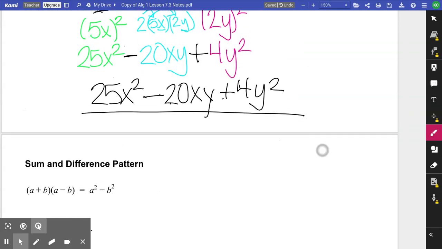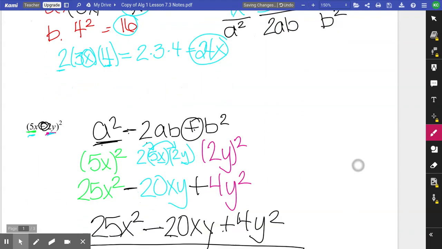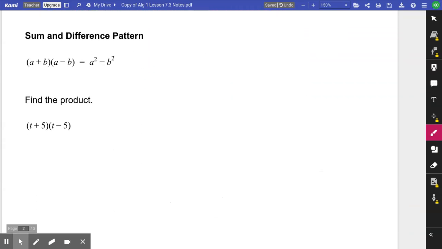Okay, that's all I had for our square of a binomial pattern. Okay, so remember a squared plus 2ab plus b squared, or a minus 2ab plus b squared. Okay, now we're going to go ahead and move on to the sum and difference pattern. Okay, so this is whenever we have the same numbers in our binomials, but one is a positive sign, one is a minus sign. Okay, they're simply going to turn to a squared minus b squared. Okay, but I'm going to show you why.